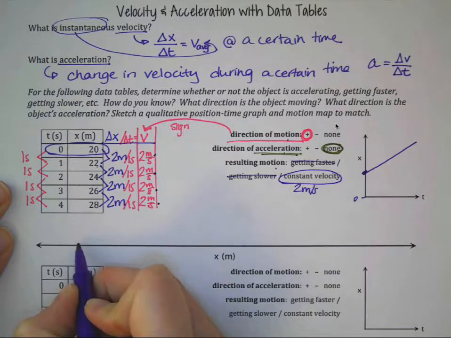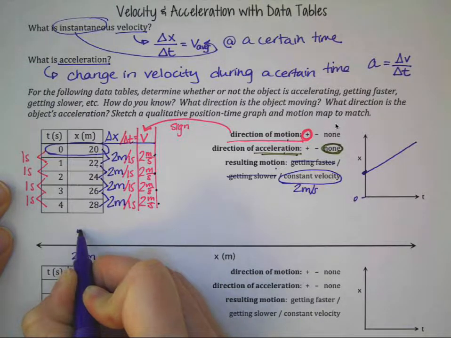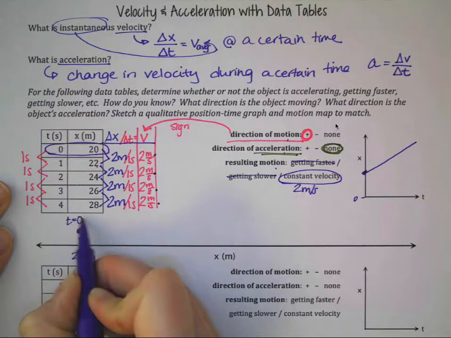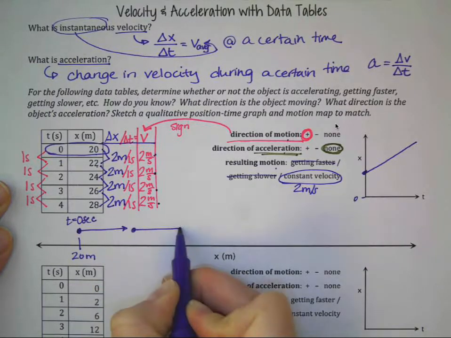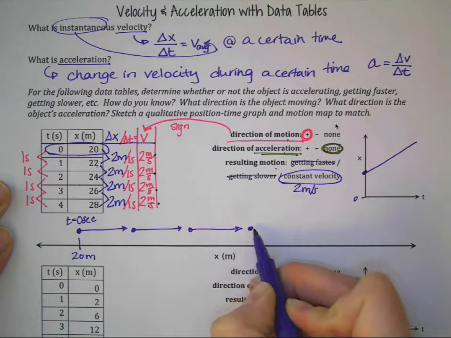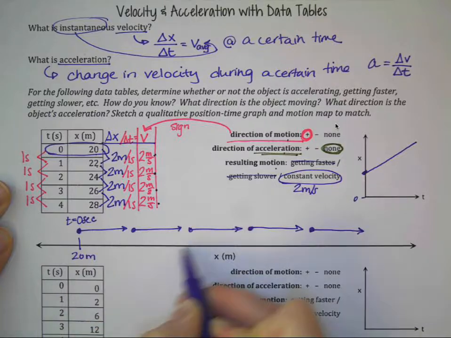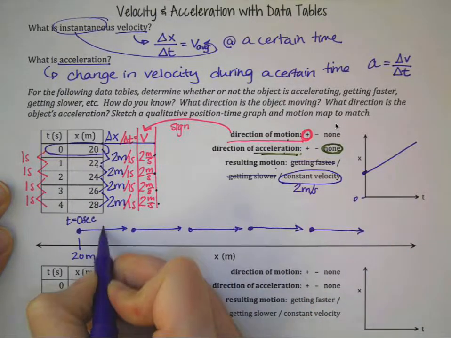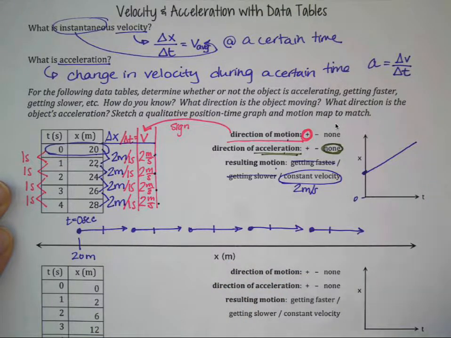If I were writing my motion map, I can put a position of 20 meters to have my first position marked with time equals 0 seconds. And then I can draw a velocity of 2 meters per second. At that point, we can talk about a motion for 4 seconds. So 1, 2, 3, 4. If I wanted to, I could draw congruency marks to show that those are all the same size.